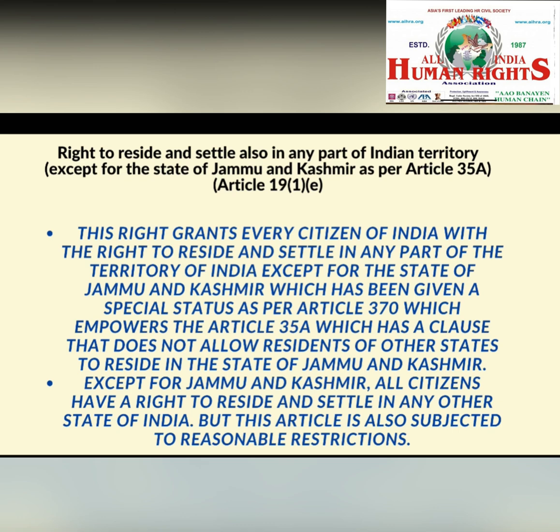Article 19, Clause 1, Subclause E talks about your freedom of residence, which is the right to reside and settle in any part of Indian territory except for the state of Jammu and Kashmir, as per Article 35, Clause A. Now, you as a citizen of India have the right or freedom to reside and settle anywhere inside India. Now, Article 19 Clause 1 Subclause D and E both have similar restrictions. That is, if you have certain criminal records, the police or the court can impose certain restrictions or travel restrictions on you. That is to ensure you do not cause harm to any other citizen of the country.